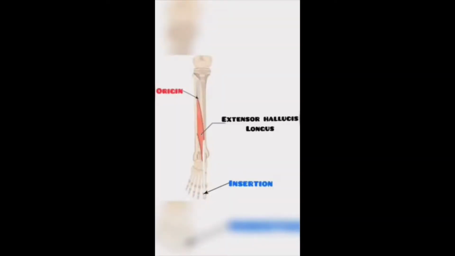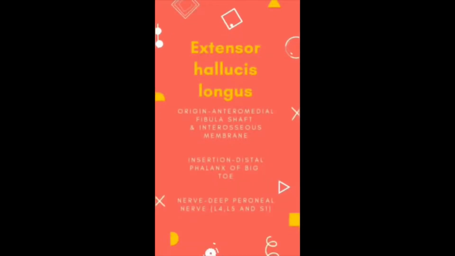Extensor hallucis longus. It originates from the anteromedial fibular shaft and interosseous membrane. It is inserted at the distal phalanx of the big toe, and it is supplied by the deep peroneal nerve at 4th and 5th lumbar and 1st sacrum.